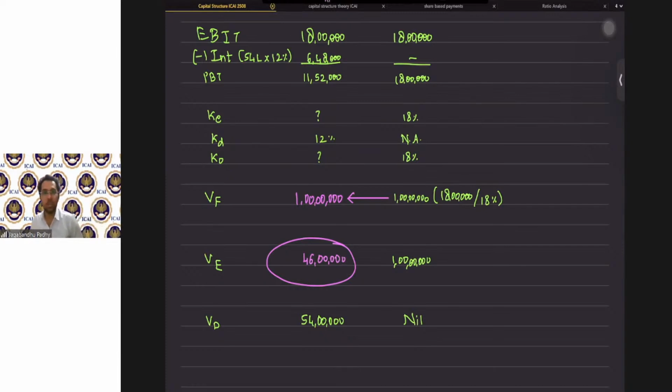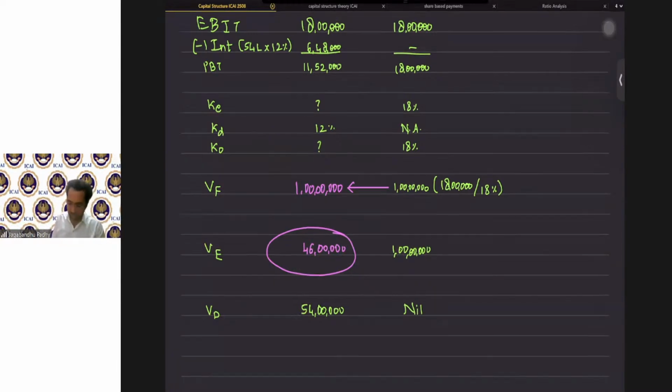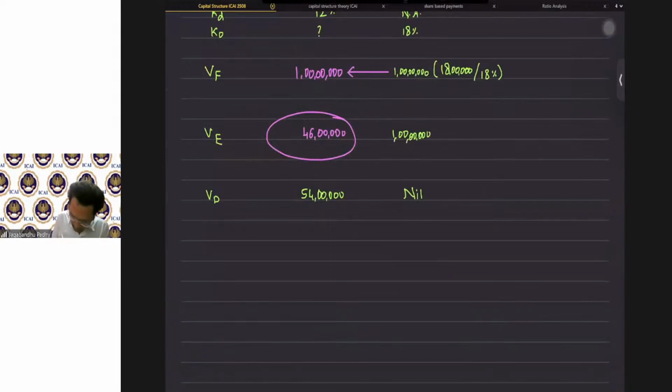Right? The value of the equity will be a balancing figure, 46 lakh. Now, based on this value of equity, we can actually get the cost of equity and also overall cost of capital.